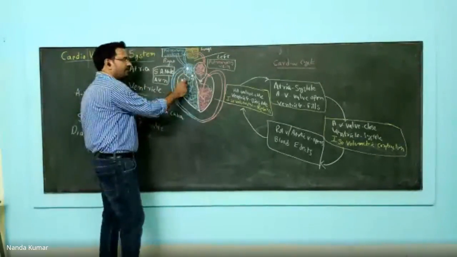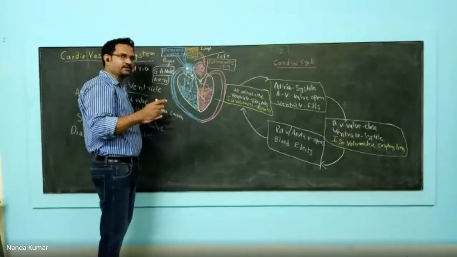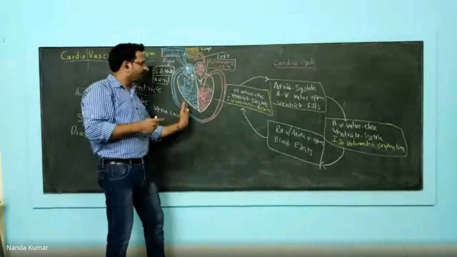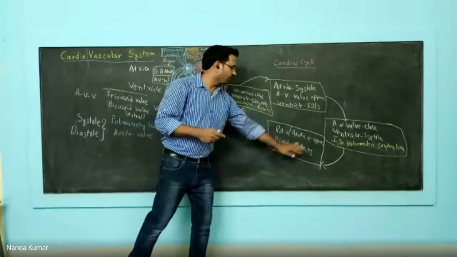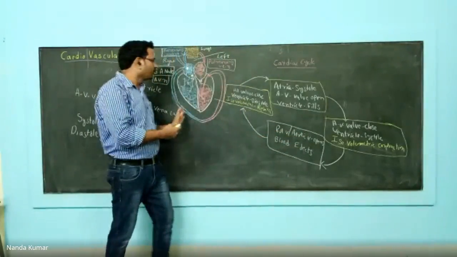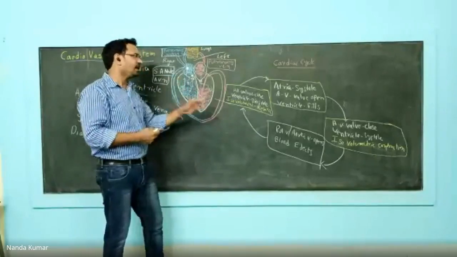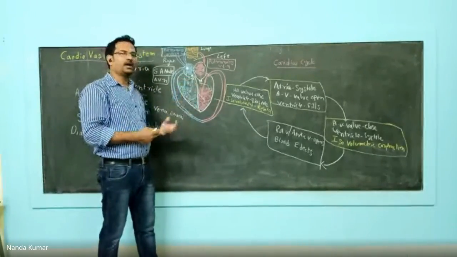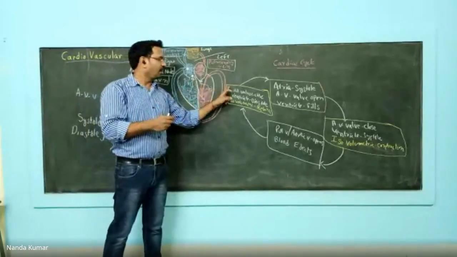After that, the pulmonary valve and aortic valve open. When they open, the blood rushes into those zones. Pulmonary and aortic valves open, blood ejects. Blood is moving out of the heart. After that, again, the pulmonary and aortic valves close. All the valves will be closed.